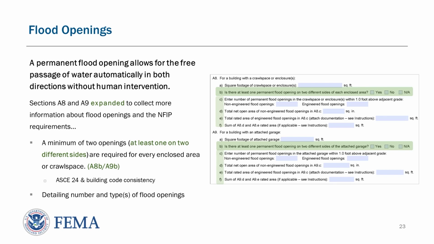But ASCE 24 and most building codes require that there be openings on at least 2 different sides of the enclosure. Previously, the elevation certificate did not capture that. Now, under A8B and A9B, there's a new question. Is there at least 1 permanent opening on 2 different sides of the enclosed area or the attached garage? That's a yes, no, or NA response.